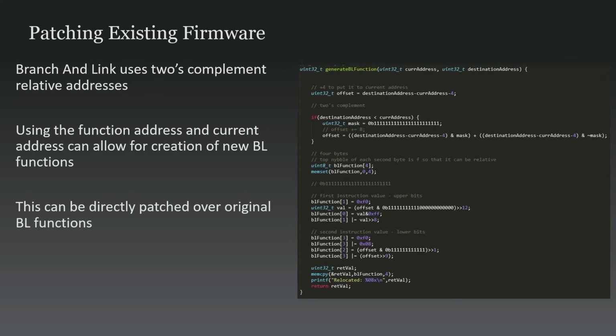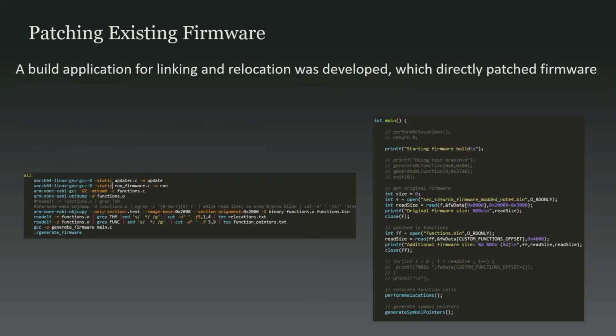Branch and link uses two's complement relative addresses, which is some simple binary mathematics, but can be used to jump relatively from the current position to where you want to be, and can be patched over any existing branch and link functions, basically. So if I wanted to change one specific function to do something else, I could jump to my own functions in that empty area of memory where I'd patch them in. I made a small build application for this, which did all the linking and relocating for me by dumping out function calls from my binaries and relocating them as needed, as well as performing manual ARM patching as I needed to.